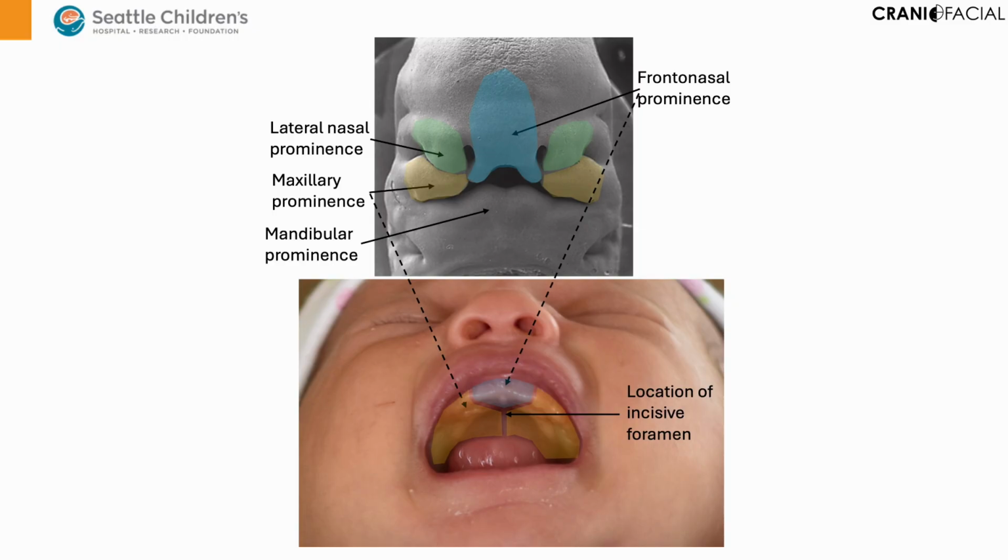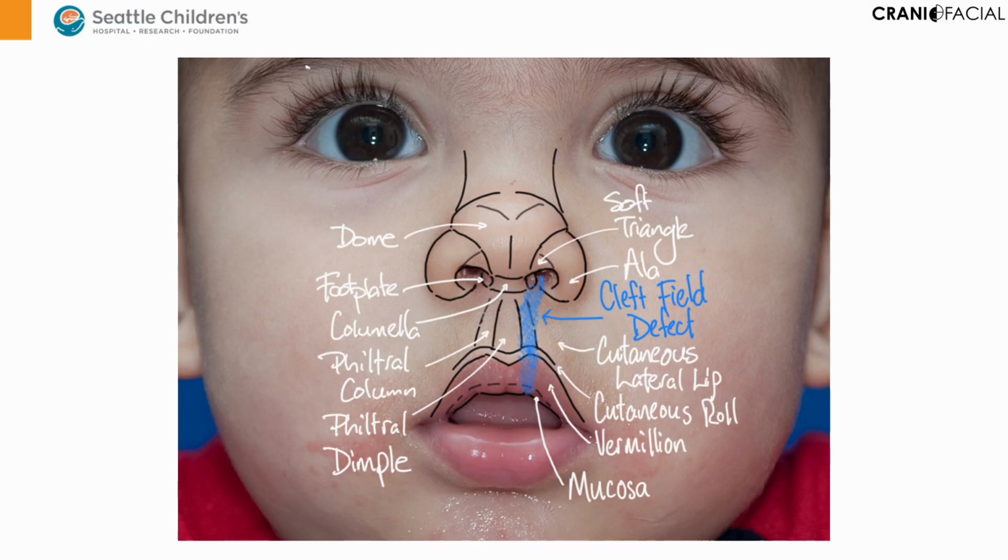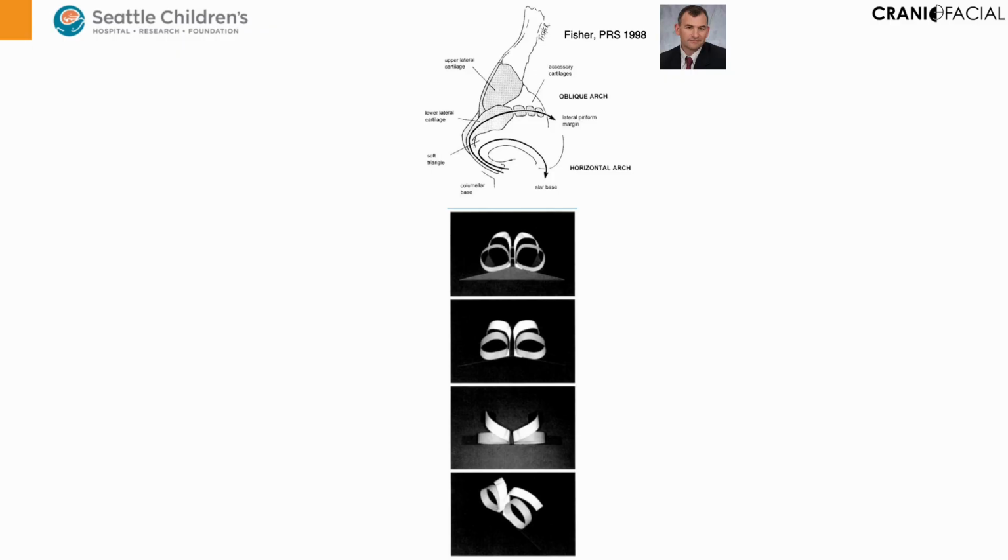If we take a step back and think about the embryology, how the prominences are fused together to produce the primary palate, they then give rise to all of the rich anatomic detail of the various subunits of the nasolabial region. In terms of the nose, I think this model is by far the best that we have. It was proposed by David Fisher while he was a resident, and it stands, I think, today as a really great conceptual model.